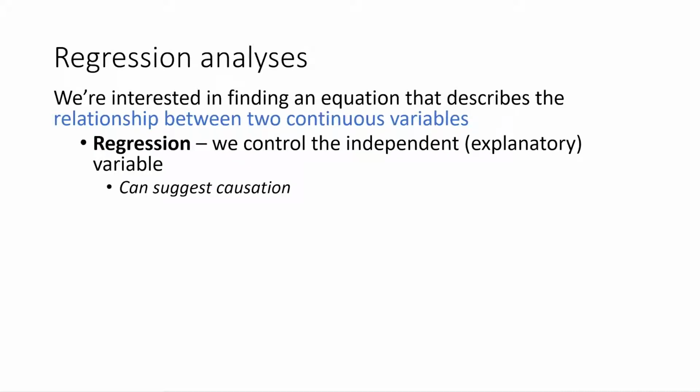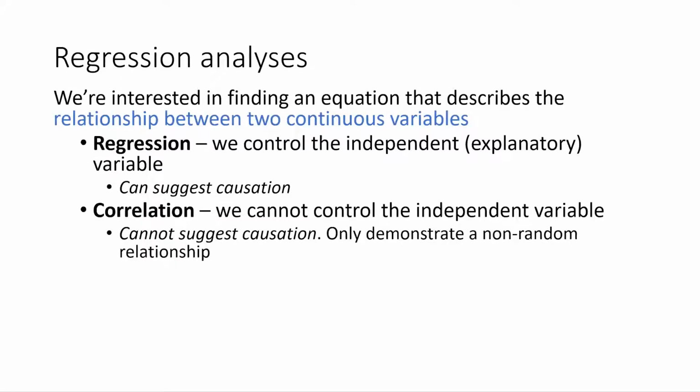So a regression is different from a correlation in that we control the independent or explanatory variable. Because we controlled the independent variable, we can actually suggest causation. We can say, I changed X at equal intervals, and I saw this change in Y. Therefore, this change in X causes this change in Y.